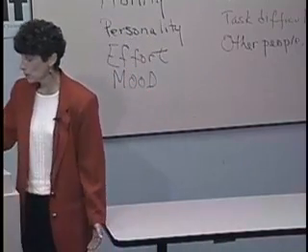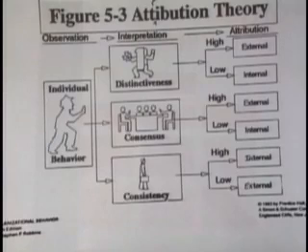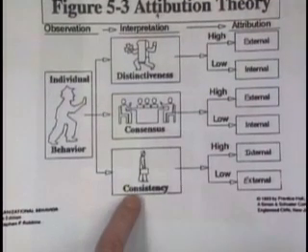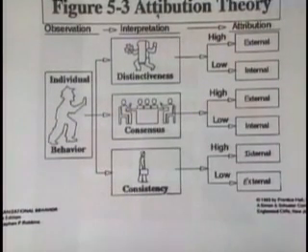And finally, when we judge consistency, we're talking about behavior over time. Same situation, different times. How consistent is the behavior? Are we seeing similar behavior, same situation over time? Or are we seeing something very unusual? Okay, now given all of those things, how do we go about making attributions?